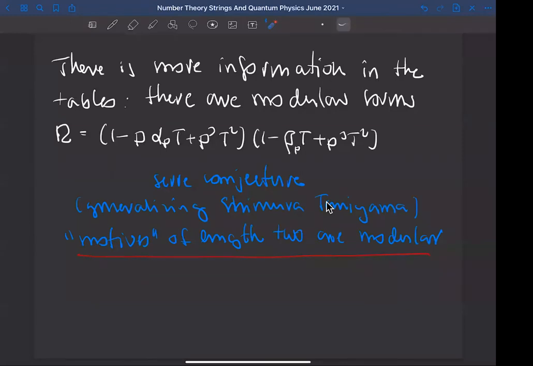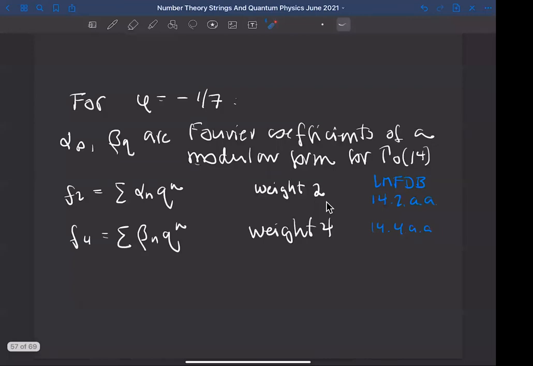So we have these tables for higher and higher values of p, right? And what you find, if you go to the L-functions and modular forms database, is that for phi equals minus 1.7, these alphas and betas are Fourier coefficients of modular forms of the congruence subgroup Gamma_0 with conductor 14. There is one of weight two for the alphas, and for the betas there is another one which has weight four. And you can find them in this database, right?